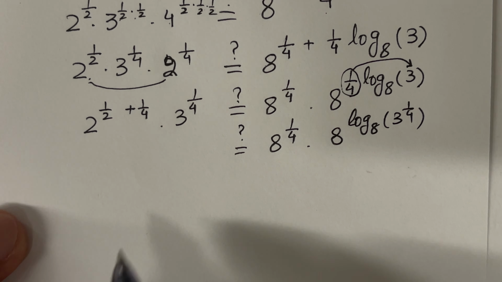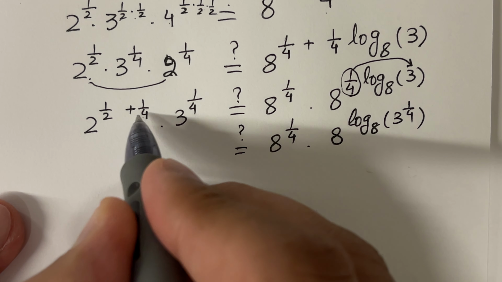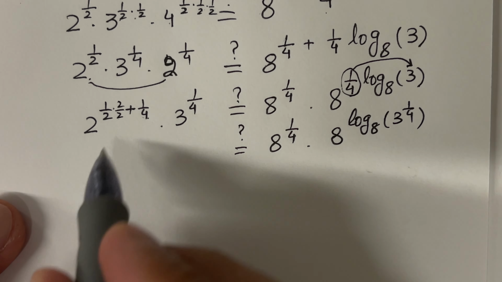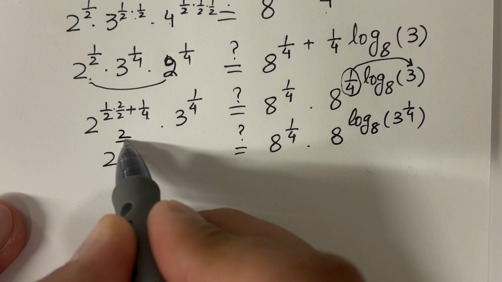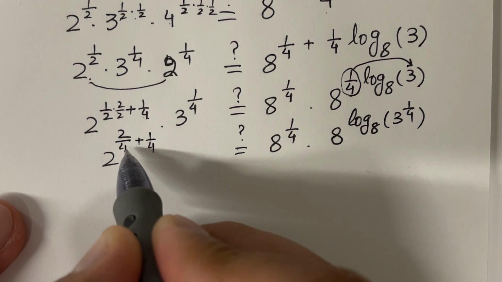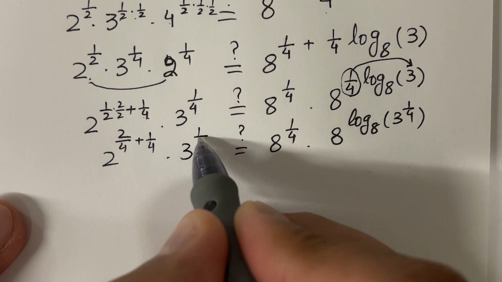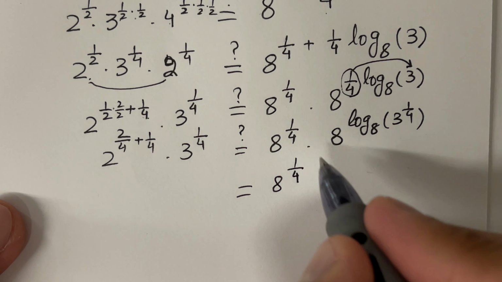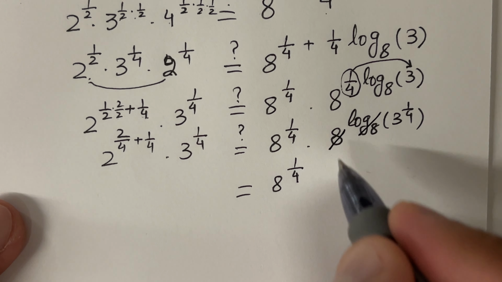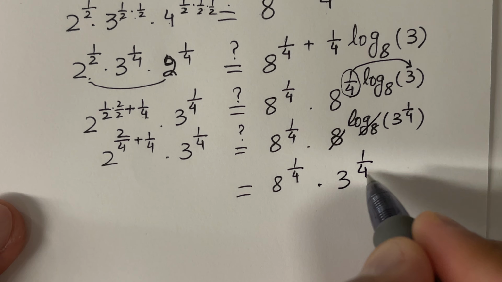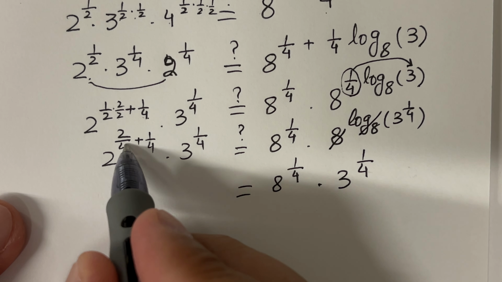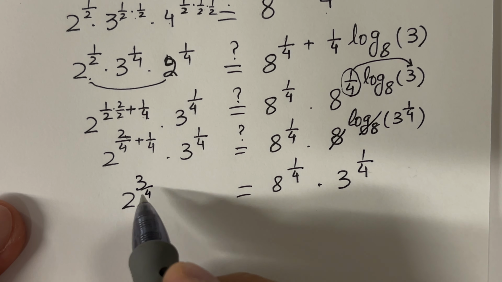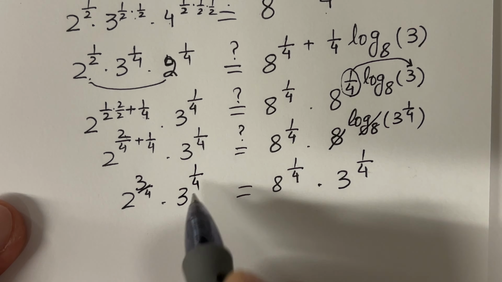Now we want to add these fractions, so you need to have the same denominator. So I'm multiplying and dividing by 2. You will have 2 raised to the power 2 divided by 4 plus 1/4, and the second number is 3 raised to the power 1/4. So we will have 8 raised to the power 1/2, and then these will cancel, so you will have 3 raised to the power 1/4. And now if you look here, 2 raised to the power 2 plus 1 is 3 divided by 4, and then 3 raised to the power 1/4.